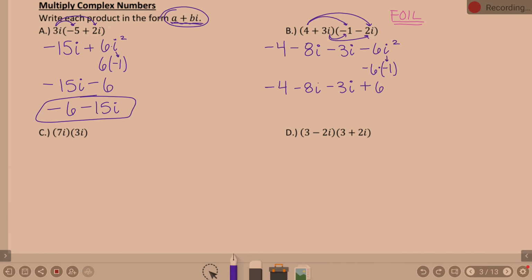Okay. What's the final step here? Putting together our like terms. What's negative 4 go with? 6. Negative 4 plus 6 is 2. And then, what about our i's? What's negative 8i minus 3i? Minus 11i. And what is 2 minus 11i? Our answer? Okay, good.